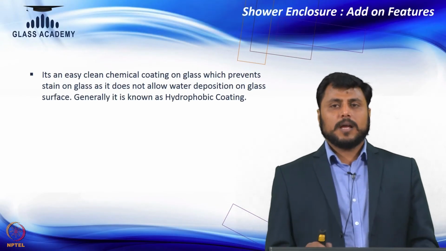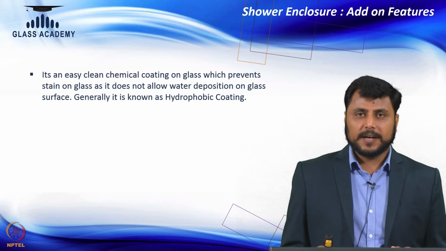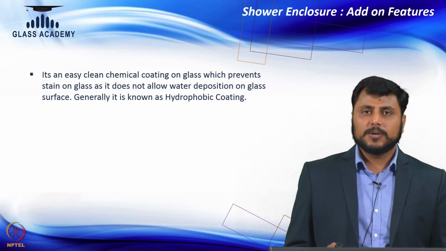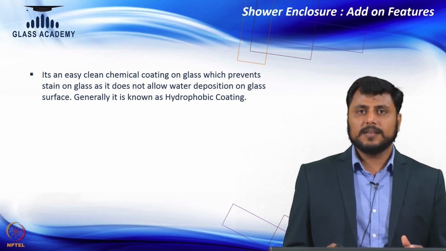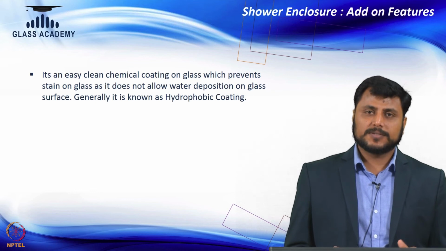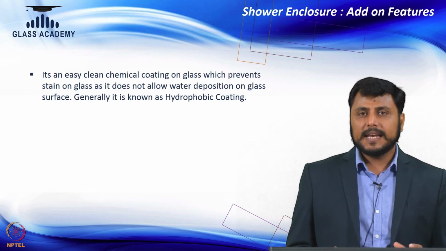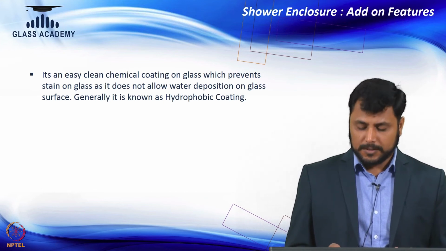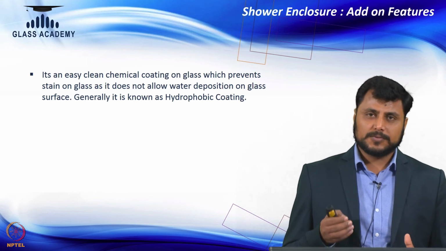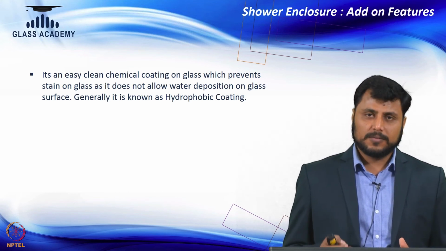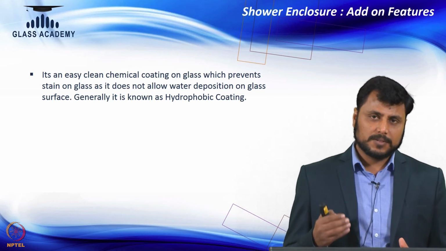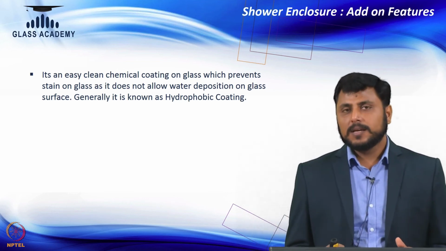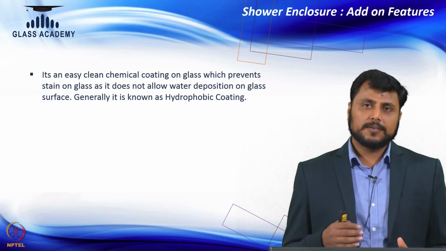Then coming to add-on features, once the glass is done and hardware is done, there are some add-on features which can be added to glass to beautify the product and to enhance its physical properties. The first add-on feature is anti-limescale coating. People call it hydrophobic coating, a few people call it nano coating also. It is basically a coating which prevents water from sticking onto the surface. If water is not sticking to the surface of the glass, it will help you to clean the glass in an easy way, that is one thing. Secondly, the moment you clean it, there will not be any scaling marks.